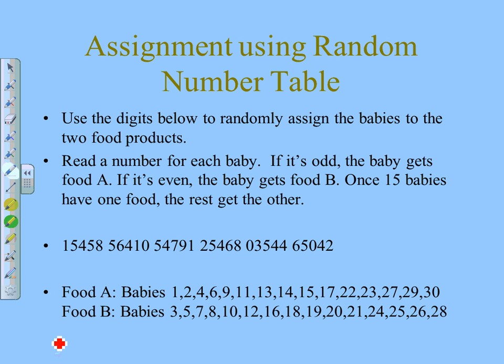So you go to your list. You see your first number is 1. You say, okay, every odd is going to get food A. So baby number 1, your number is 1, that's odd, you're going to get food A. Baby number 2, your number is 5. You are also odd, you are going to get food A. Baby number 3, your number is a 4, that's an even number, you are going to get food B. Baby number 4, your number is 5, so you're going to get food A because it's odd. And that's how we can randomly assign treatments based off of a random number table.